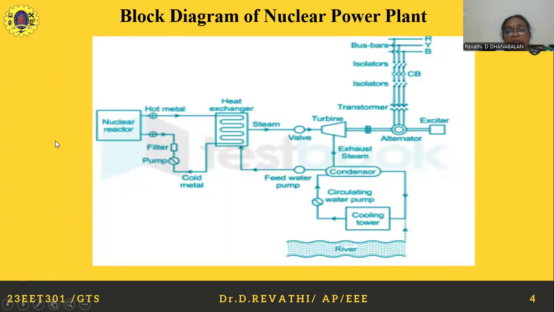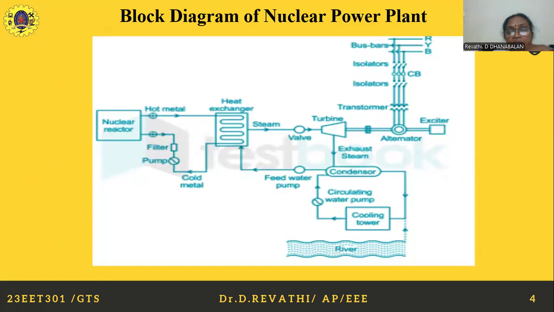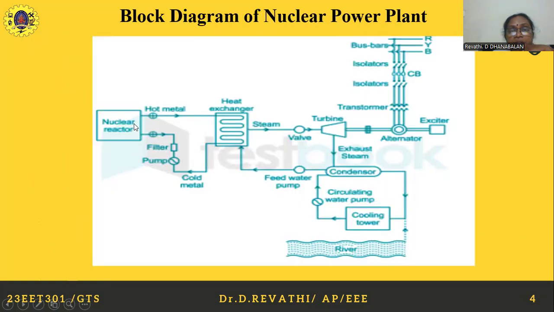Shall we go to the working principle of a nuclear power plant? First, we discussed how many components it consists of. The components of a nuclear power plant are the nuclear reactor, heat exchanger, steam turbine, alternator, and condenser. Here, first the nuclear reactor is available, and then the heat exchanger, turbine, alternator, condenser, and cooling water also.